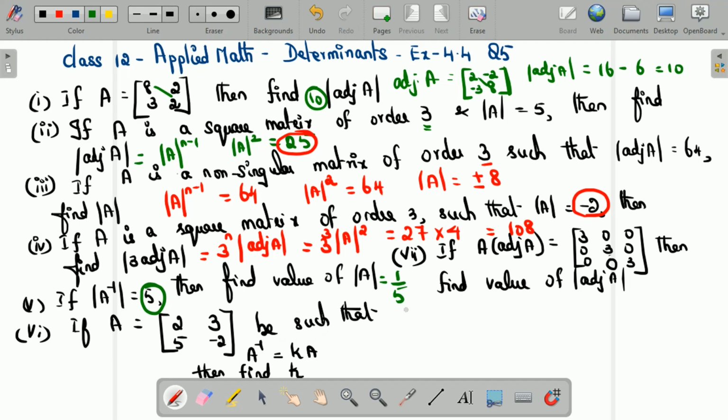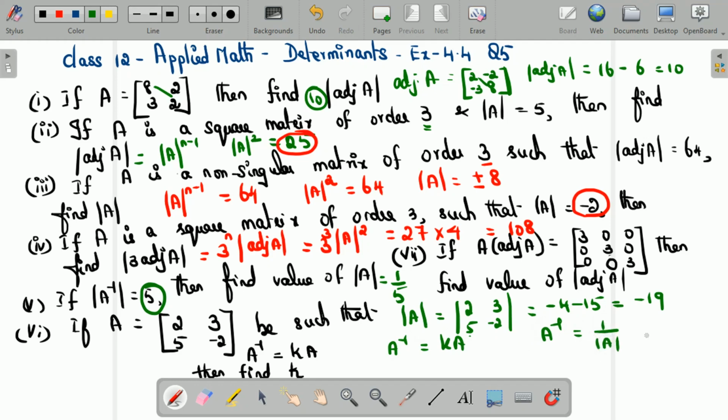See, now A inverse is given to be equal to Ka. First let's find out the value of determinant of A. So this is 2, 3, 5 and minus 2. If you evaluate, it is minus 4 minus 15, which is equal to minus 19. Now they've given A inverse to be K times A. So usually the A inverse formula is equal to 1 by determinant of A times adjoint of A.